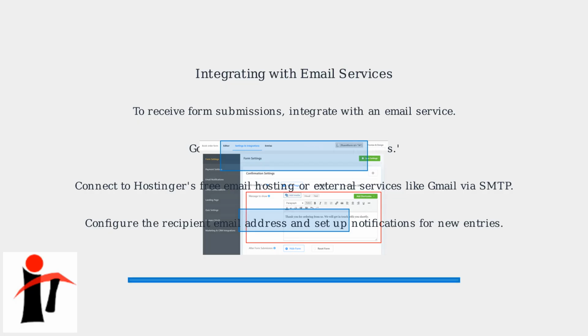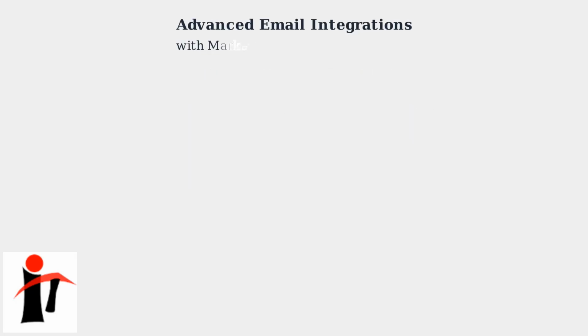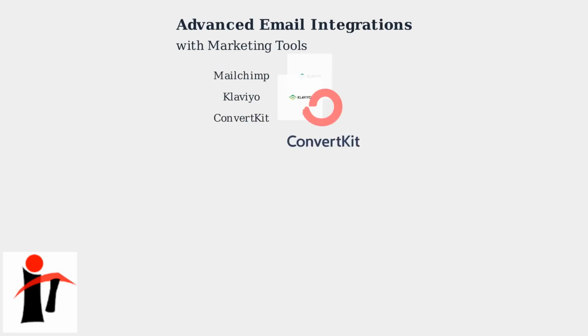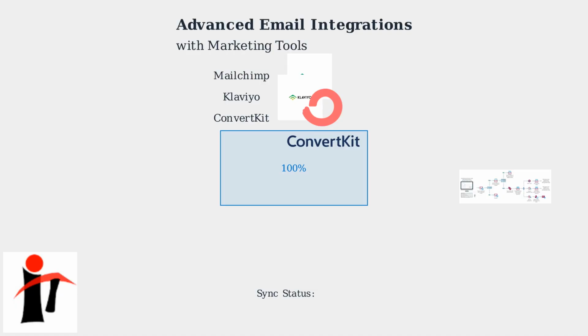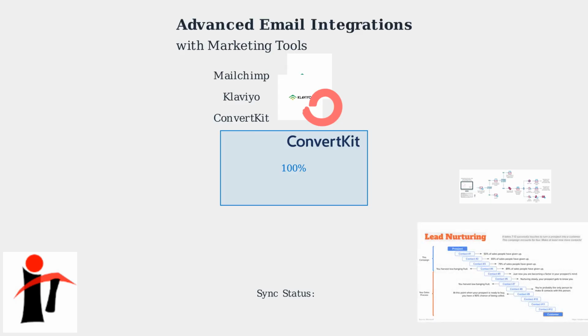to inquiries. Take your email integration to the next level by connecting your form to popular email marketing tools like MailChimp, Klaviyo, and ConvertKit. These integrations allow for real-time synchronization and automated workflows. For example, form submissions can trigger instant email campaigns or update your CRM without needing third-party plugins. This feature is crucial for lead nurturing and marketing automation, as shown in these workflow examples.